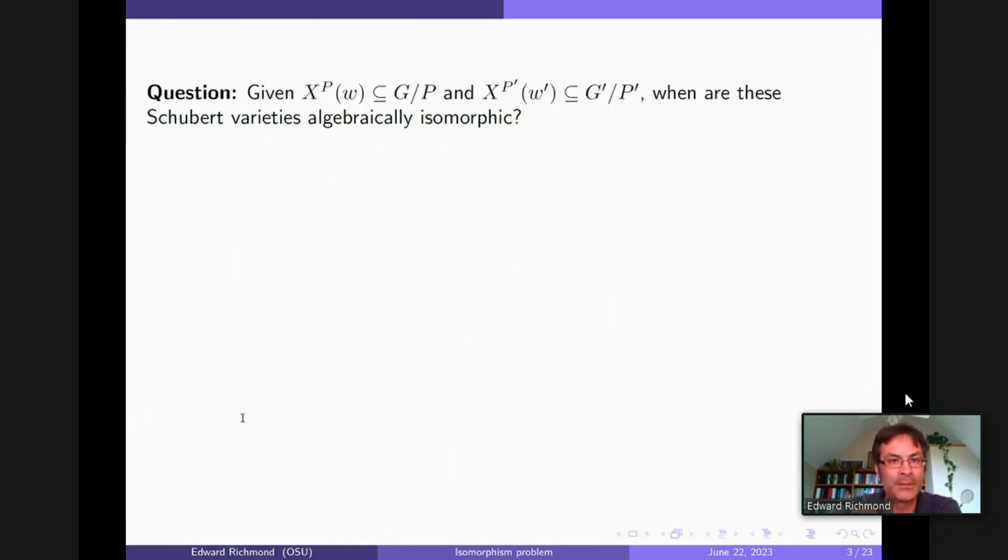And the question we're going to be dealing with today, or at least for this talk this morning, is given two Schubert varieties, one in one flag variety and one in another, when are these Schubert varieties algebraically isomorphic? This is a very classical question from algebraic geometry. You have two varieties. You want to be able to tell whether they're the same or different algebraically.